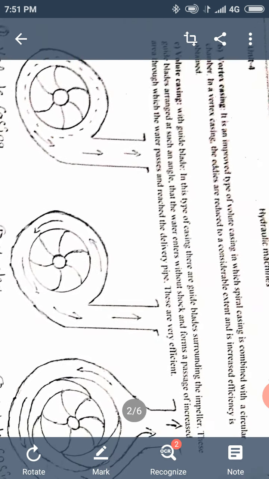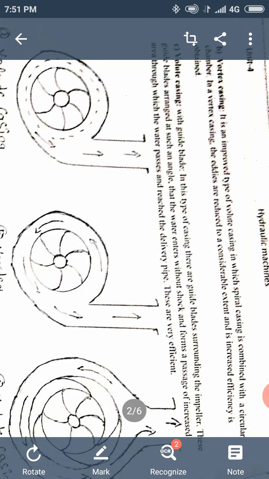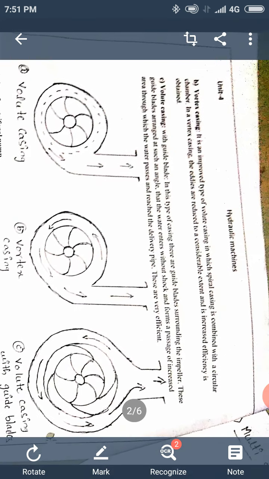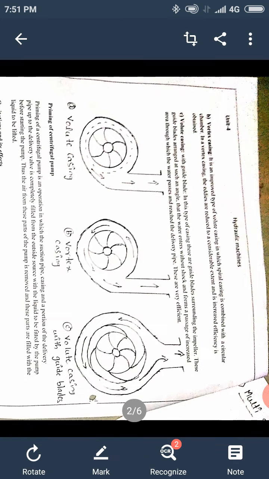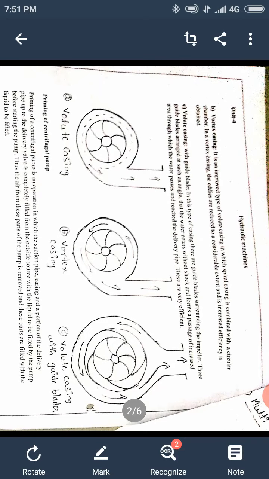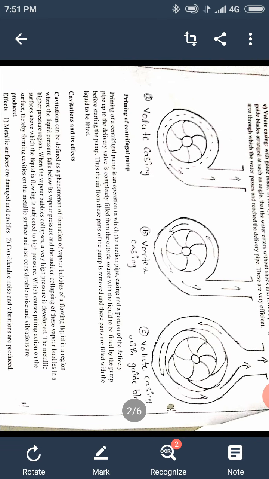Then vortex casing with guide blades. In this type, there are guide blades surrounding the impeller, and these guide blades are arranged at such an angle that the water enters without shock and forms a passage of increased area through which the water reaches the delivery pipe, so they are very efficient. So these are the three sketches that will be given: volute casing, vortex casing, and volute casing with guide blades.